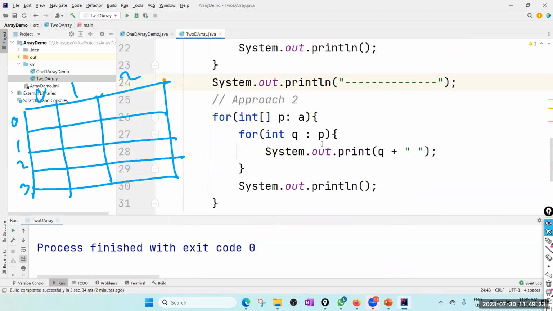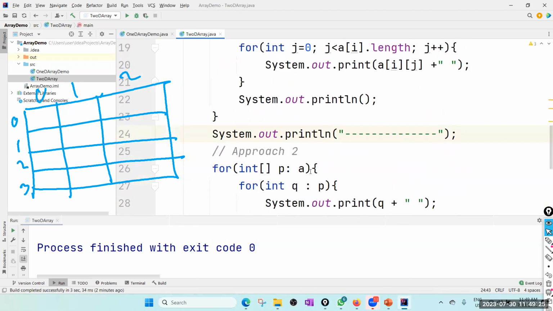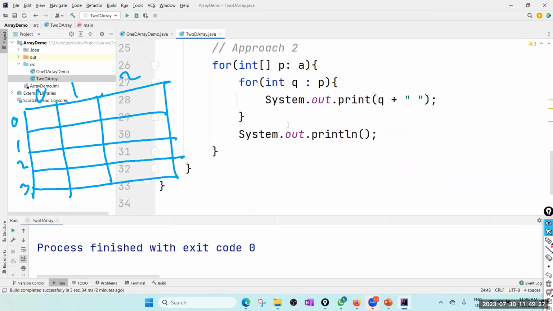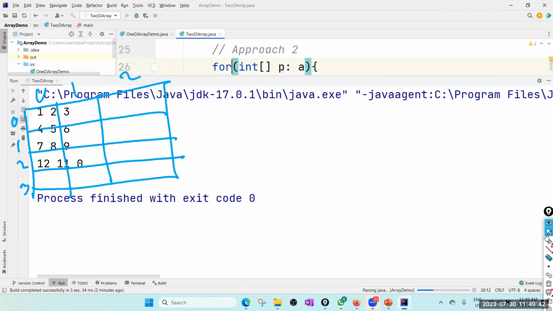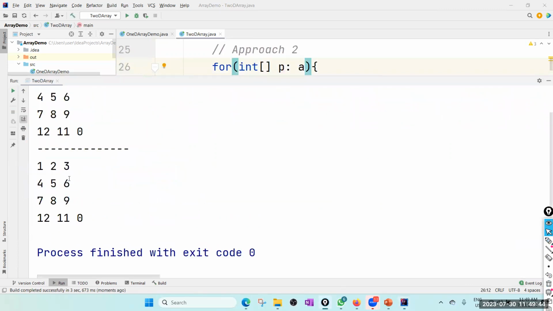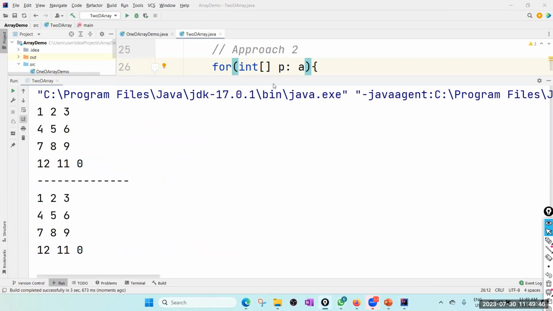So this is again iterating the same array, and you will get the same output. So we iterate the two-dimensional array. Each row is a one-dimensional array, and that array is again iterated, taken to int variable. So we must get the same output. You can see same output.